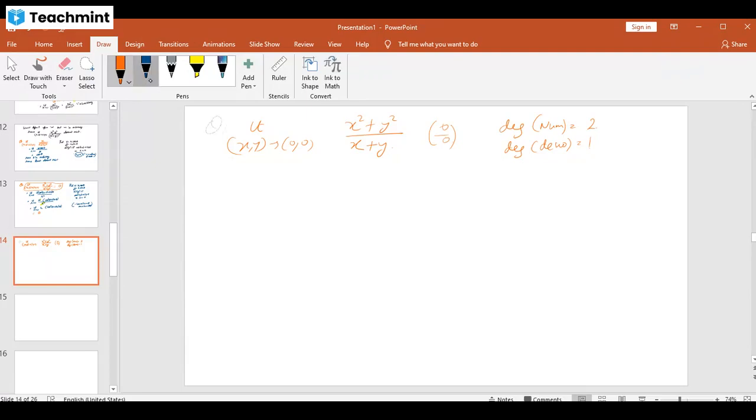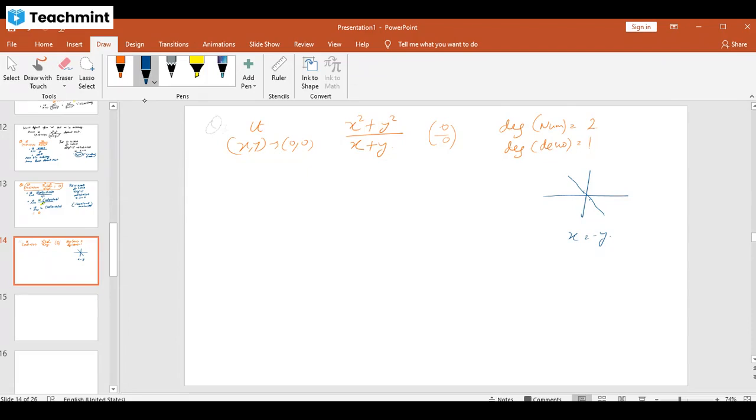But what will happen in this case? Because the denominator contains an odd power, x plus y can be 0. x plus y simply represents the straight line which passes through the origin. It gives us x equal to minus y. If I choose this particular line, this line contains the neighborhood of the point (0, 0), and along this line your function is not defined because your denominator is 0. So in this case, the limit of the function does not exist.